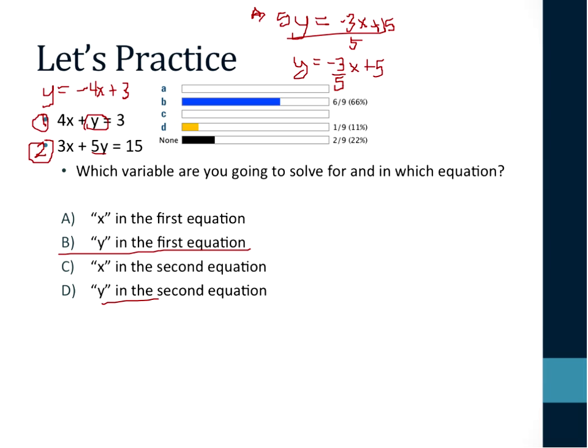See if you can figure out what the solution is. What is our intersection point? Whatever way you want to solve this, graphing, T-chart, or substitution, go ahead and solve this system of linear equations.